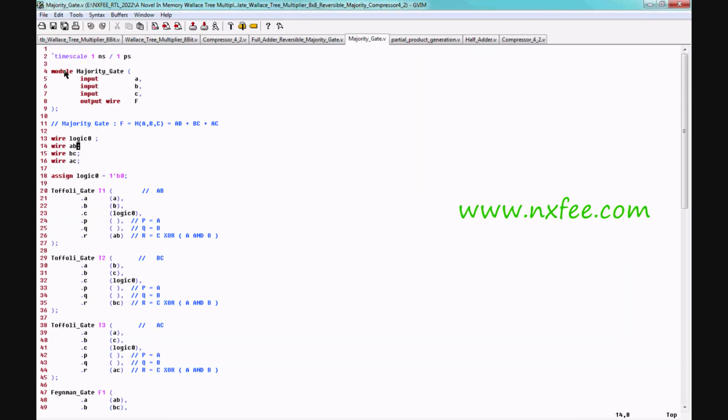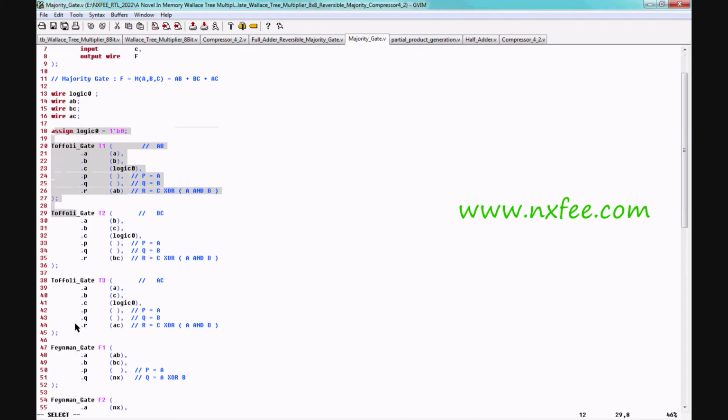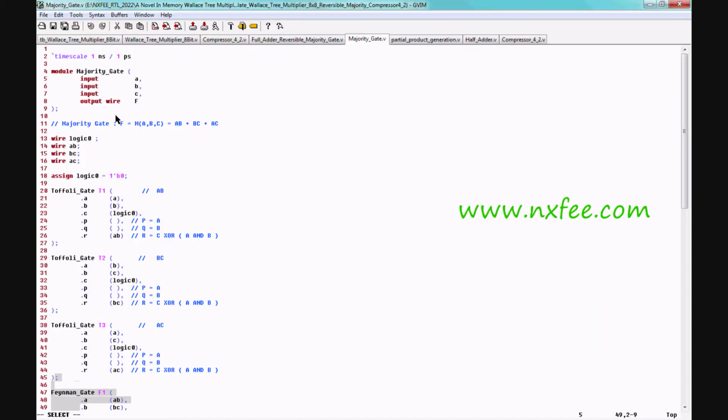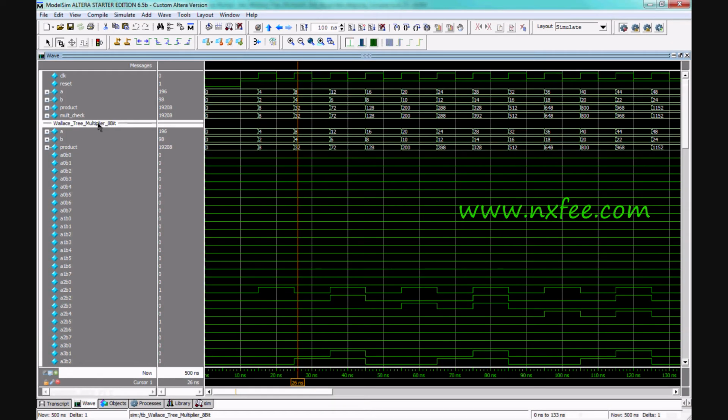Okay, so this majority gate equation is here. This one is AB plus BC plus CA. We used the Toffoli gate and Feynman gate for this majority gate design. And this simulation we have to show it here. So here you can check the simulation.